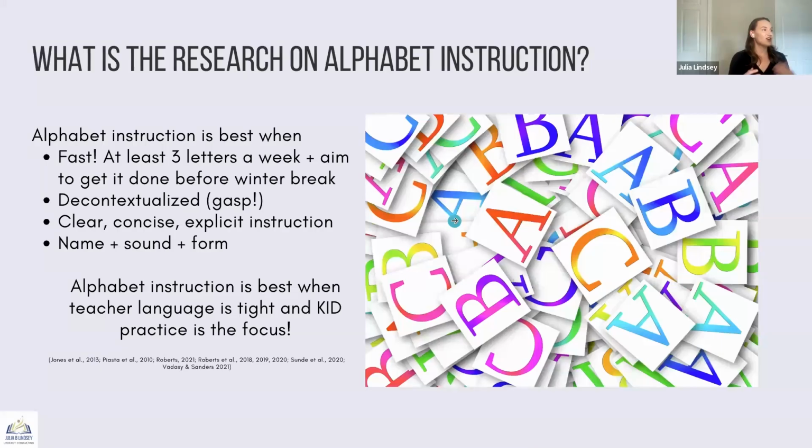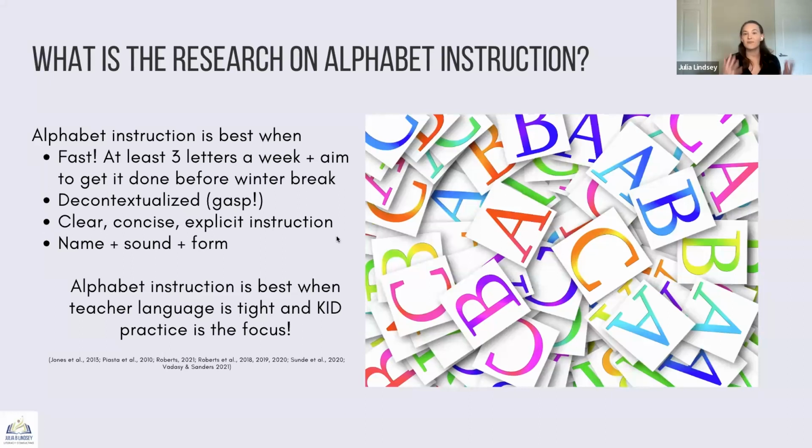So what is the research on alphabet instruction? Well, we know a couple things from the research that are pretty clear. First, we know that alphabet instruction is best when it's fast. Generally, we see that we want to be teaching at least 3 letters a week, and we do want to get this done before winter break.